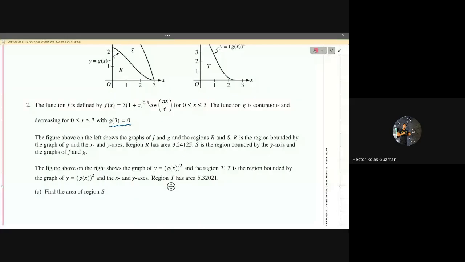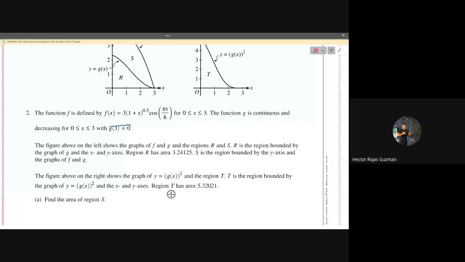Region R has an area of 3.24. Let me go ahead and label that because I feel like I'm going to have to use that later on. S is the region bounded by the y-axis and the graphs of f and g. We also have a second graph that shows us g of x squared, and that's region T. And we know it has an area of 5.3. Well, 5.32021. Find the area for region S.